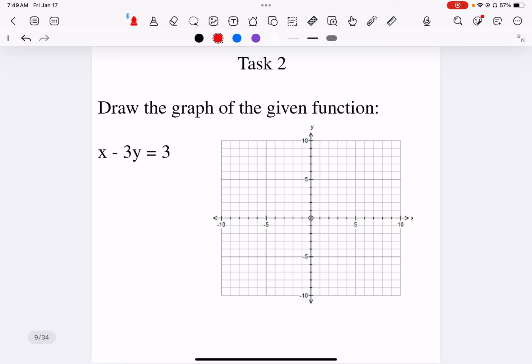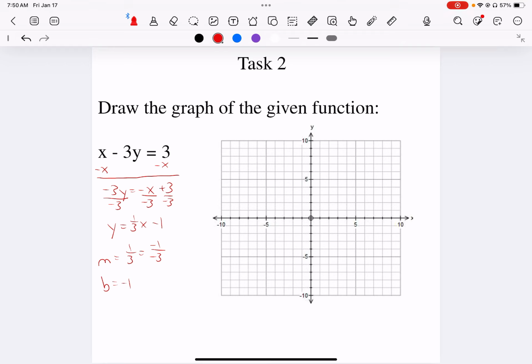Draw this function. Still in standard form, so I'm going to isolate the y, subtract x on both sides. Negative 3y equals negative x plus 3. Divide all terms by negative 3, so I'm left with y equals 1/3 x minus 1. My slope is 1/3, or negative 1 over negative 3, and my y-intercept is negative 1.